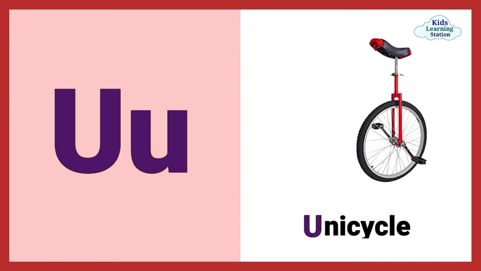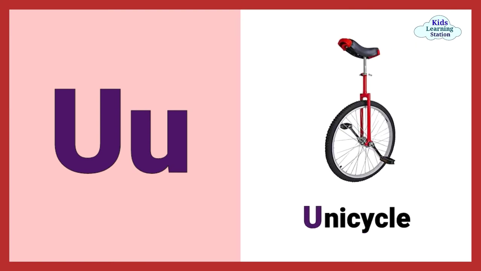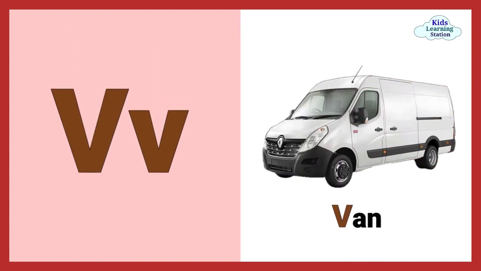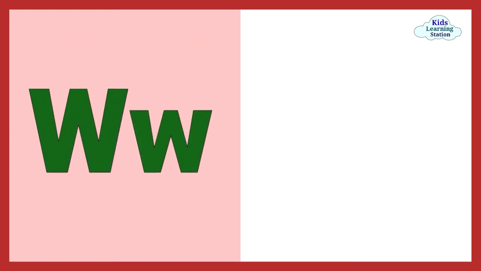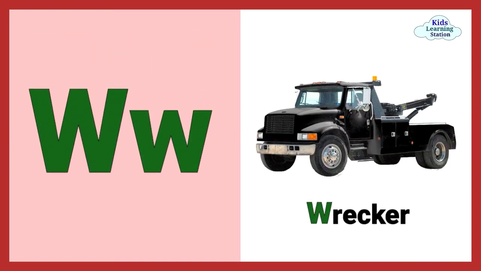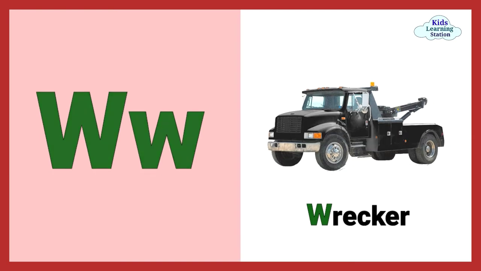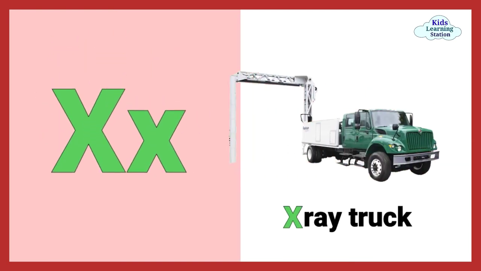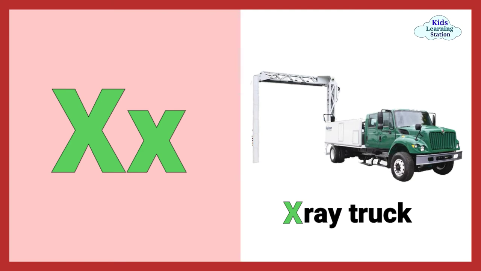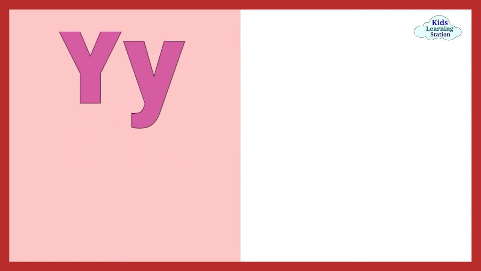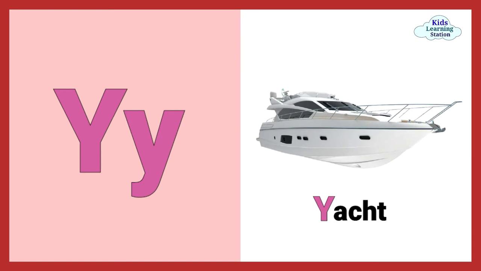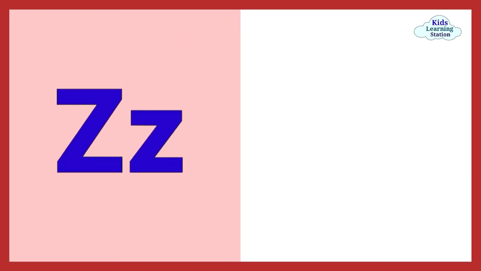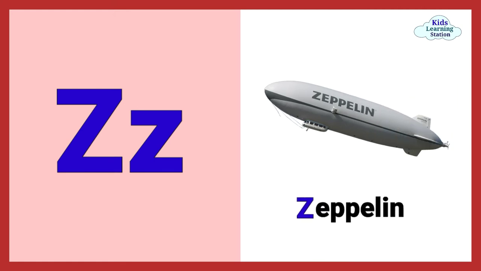U is for unicycle, unicycle. V is for van, van. W is for wrecker, wrecker. X is for x-ray truck, x-ray truck. Y is for yacht, yacht. Z is for zeppelin, zeppelin.